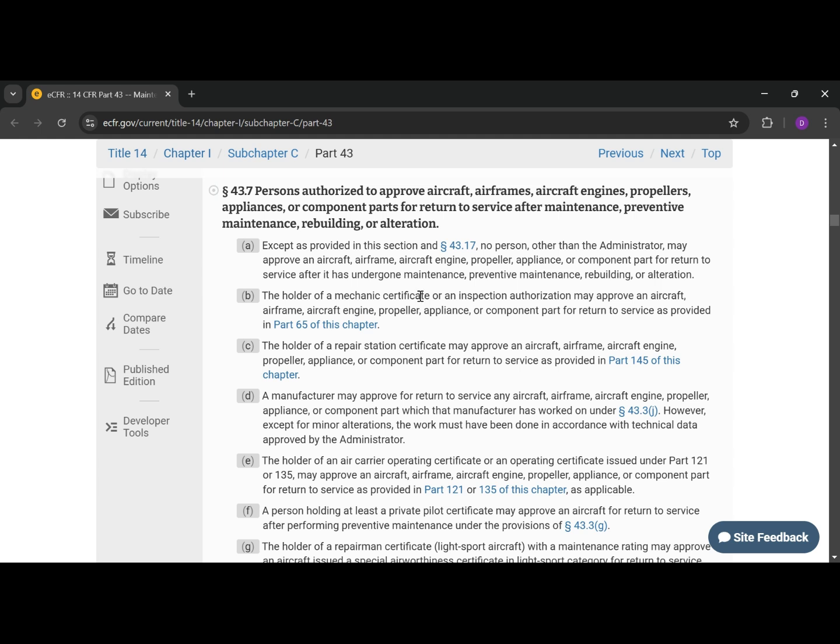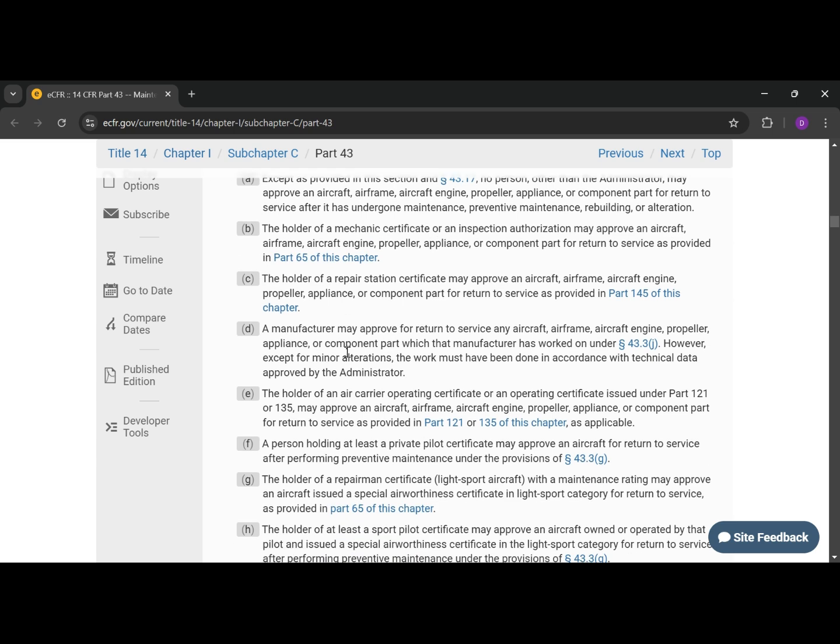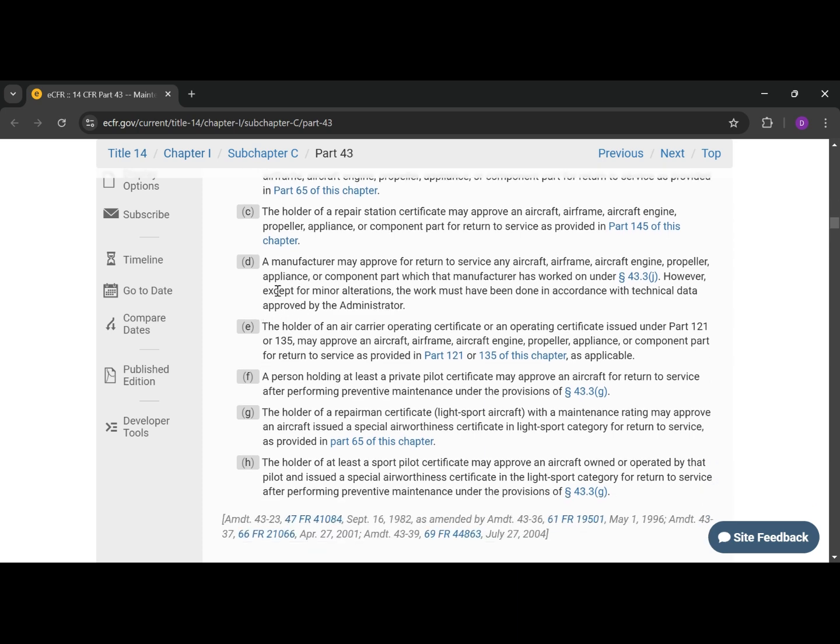The holder of a mechanic certificate or an inspection authorization may approve an aircraft, airframe, aircraft engine, propeller, appliance, or component part for return to service as provided in Part 65 of this chapter. The holder of a repair station certificate may approve an aircraft, airframe, aircraft engine, propeller, appliance, or component part for return to service as provided in Part 145 of this chapter.